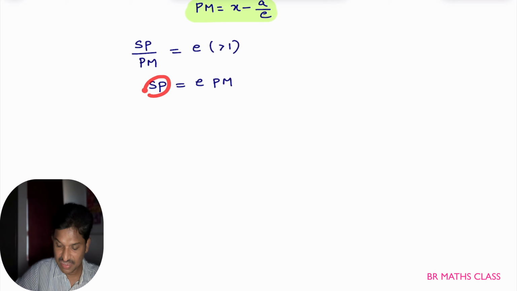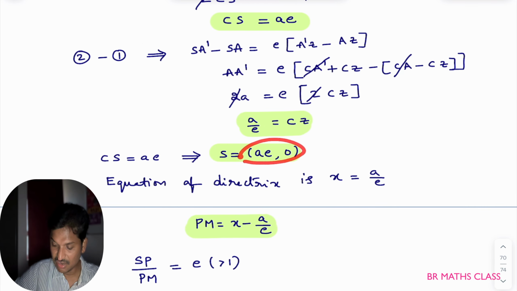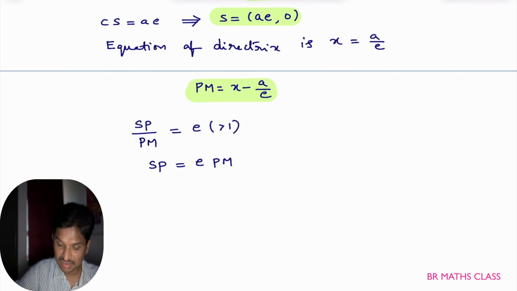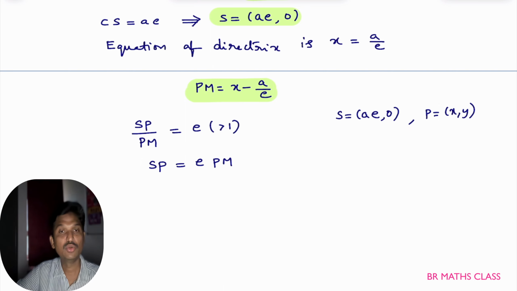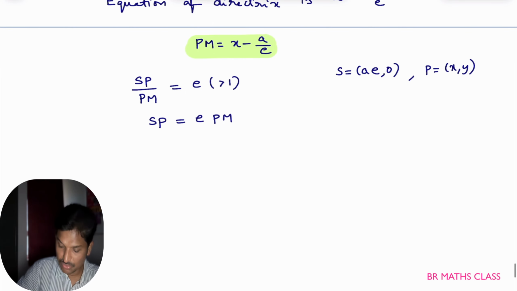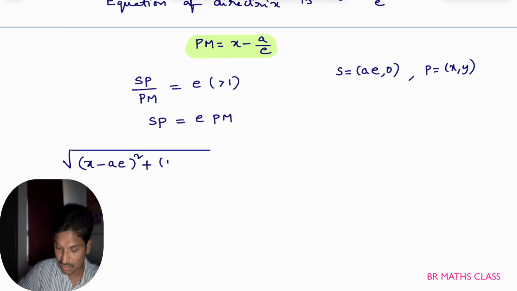What is S? Here you see, S is (ae, 0). What is P? P is (x, y). Now you use the distance formula for SP: root over (x2 minus x1) whole square plus (y2 minus y1) whole square. You know point S, you know point P. Using the distance formula, what will you get? Root of (x minus ae) whole square plus (y minus 0) whole square equals e times PM. What is PM? PM is x minus a by e.